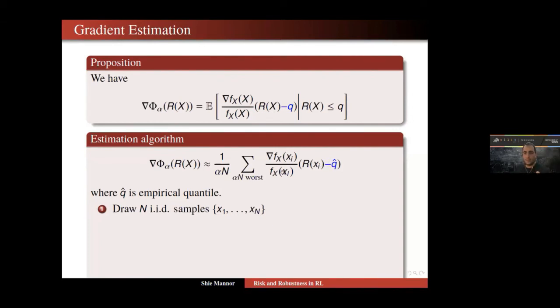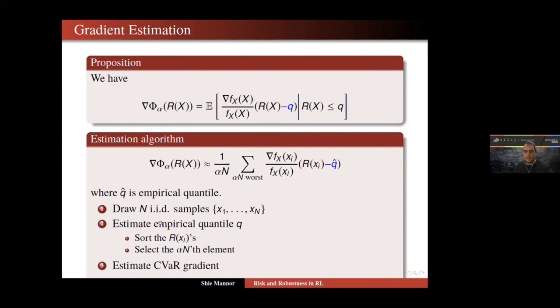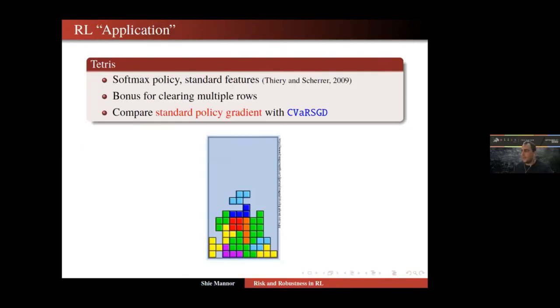And this is going to introduce a bias. So our estimation of the quantile is going to be biased, and therefore of the gradient. But still, the algorithm is as following. You draw n IID samples, you estimate the empirical quantile, sort them, select the worst elements, and estimate the CVaR. So the algorithm is essentially the same algorithm that we know for estimating the mean with a few small modifications. So we just need to modify it accordingly. And then basically everything falls through. You get a gradient algorithm.